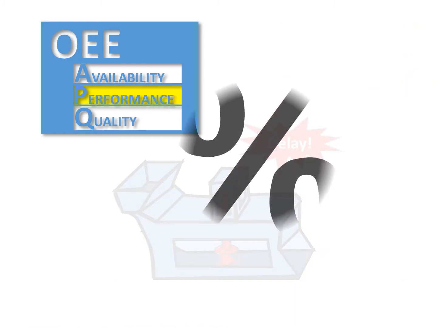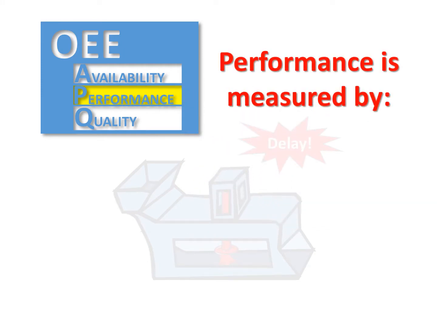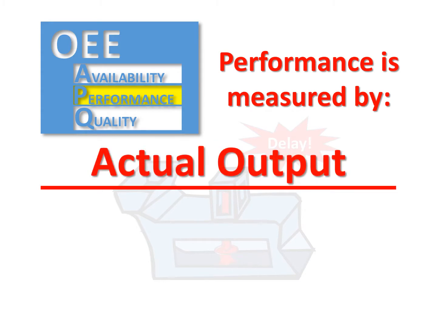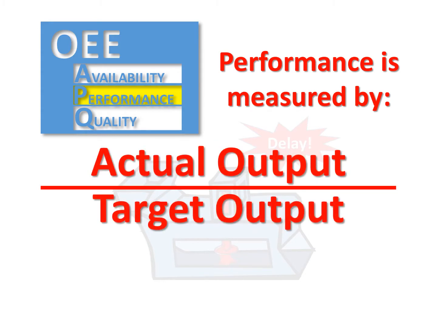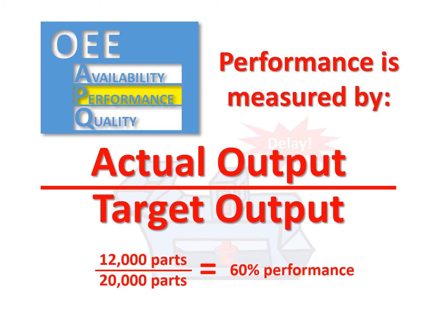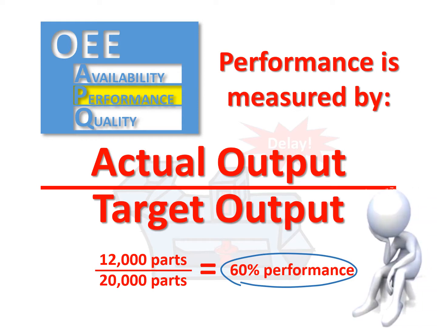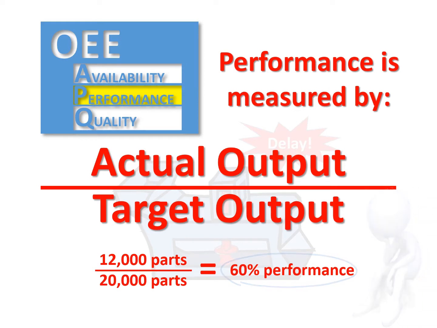As with availability, performance, also stated as a percentage, is simply a comparison or ratio of the actual output of the machine or process to the planned or target output. For example, if our machine was supposed to produce 20,000 parts during a given period of time, let's say a week, but in actuality it only produced 12,000, we would divide the actual by the target to arrive at a 60% performance rate.